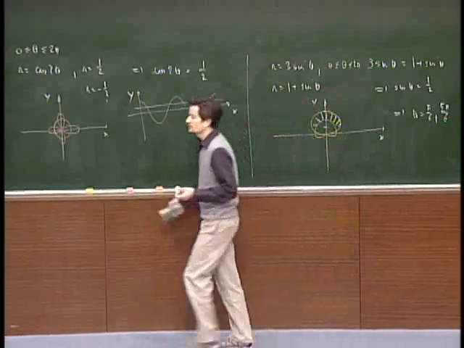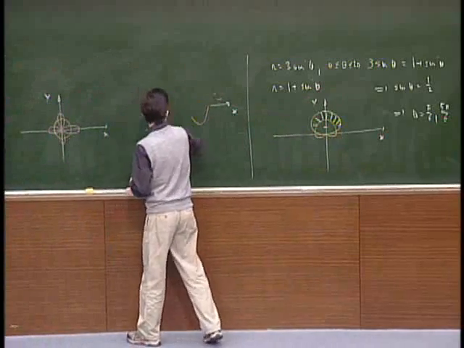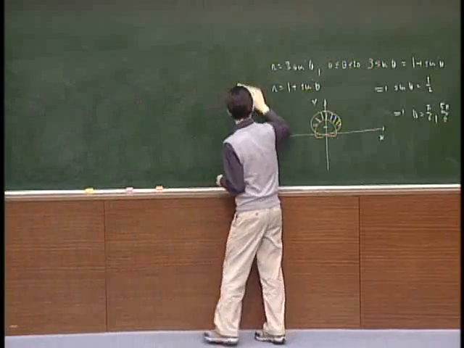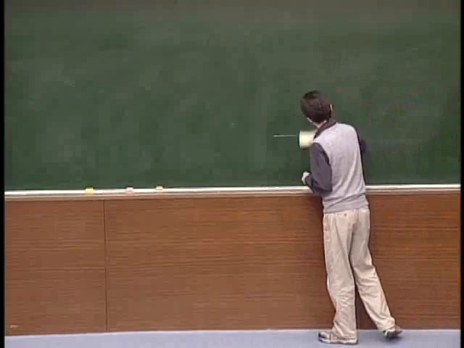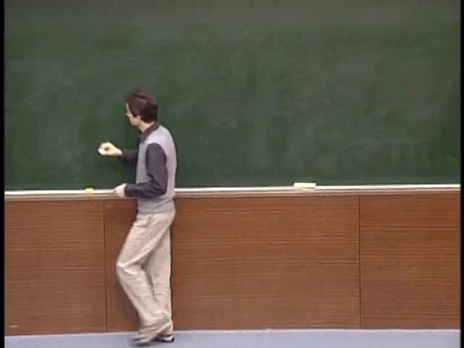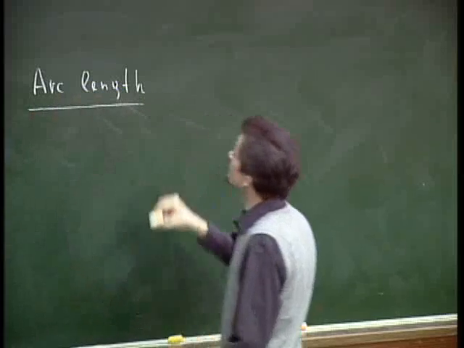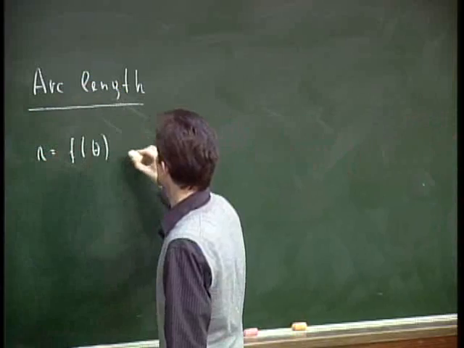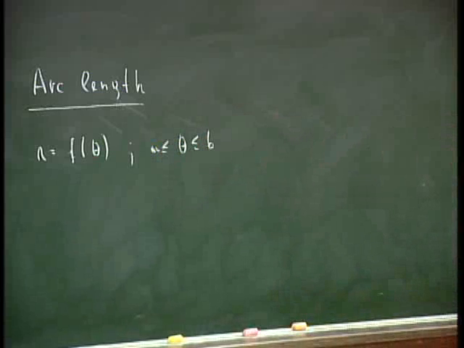So these are areas. Now, the last question I want to discuss concerning polar curves is how to compute arc lengths. This is of course easy, because we already know how to compute arc lengths for parametric curves, and polar curves are just special cases of parametric curves. So again, we have a given polar curve, theta from A to B. This gives us some curve in the Cartesian coordinate system, and we want to find the length of the curve, the arc length.